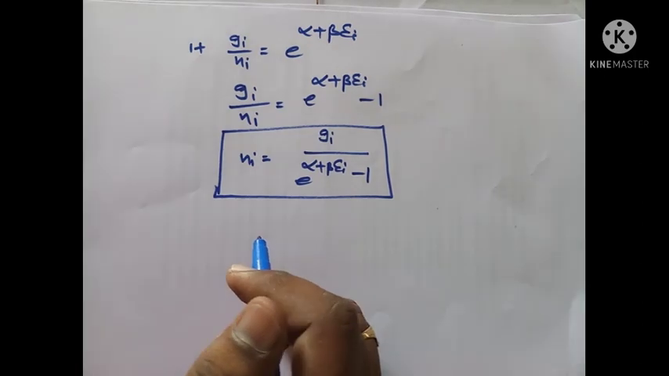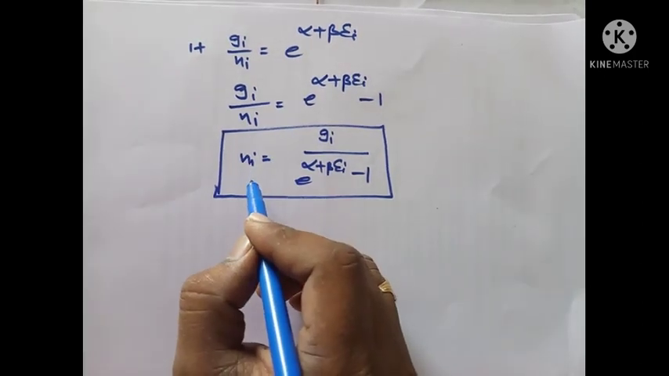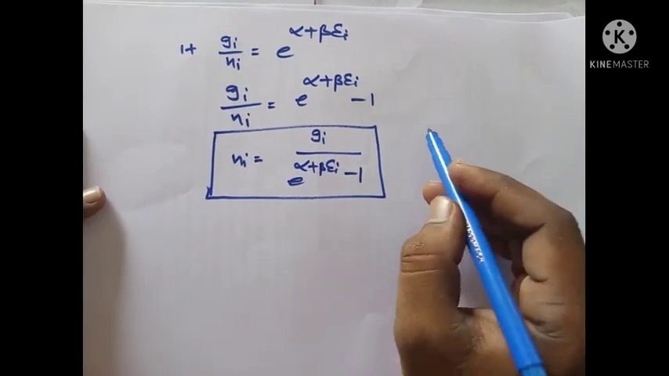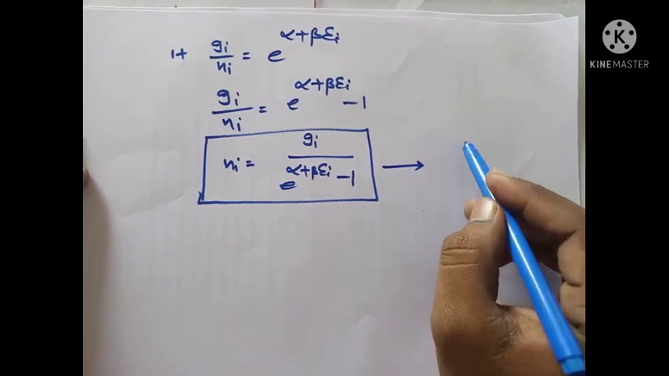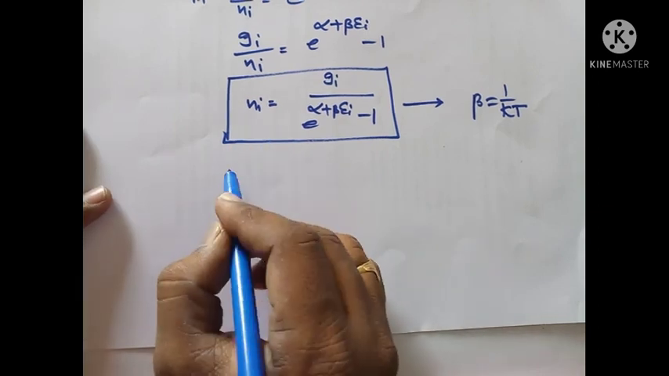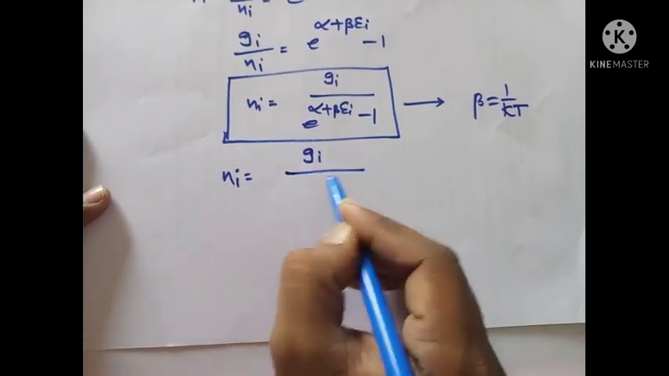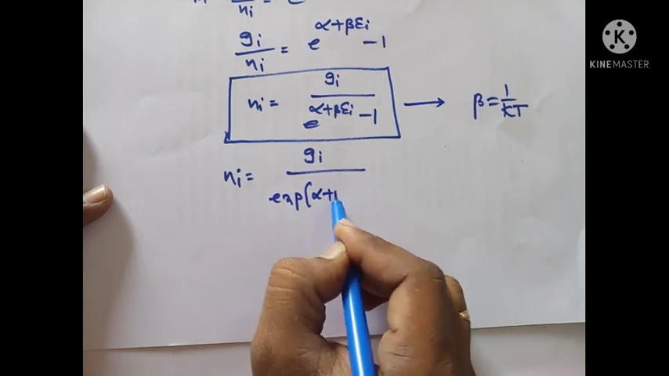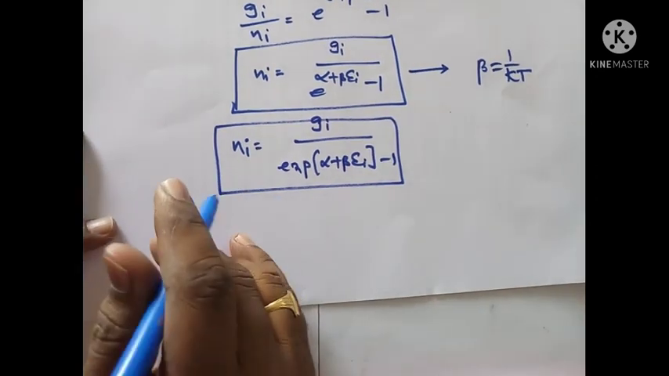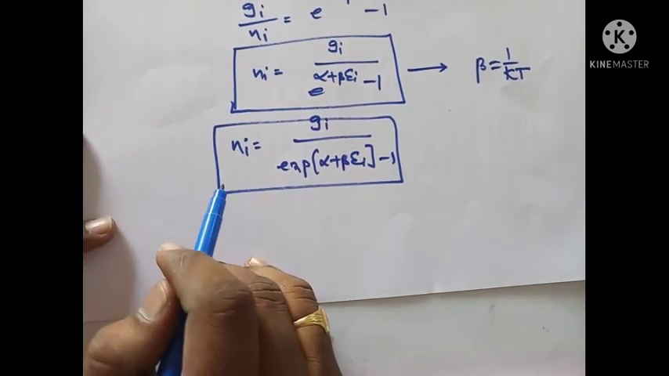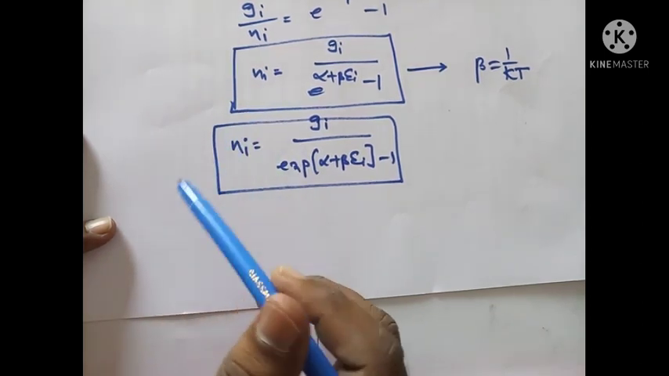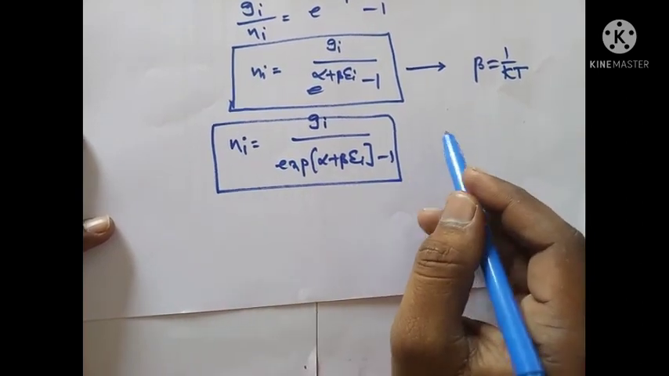So according to Bose-Einstein, the distribution function can be ni equal to gi by e to the power of alpha plus beta ei minus 1. So this is our required equation, where beta is equal to 1 by kT. This can also be written as ni equal to gi by exponential of alpha plus beta ei minus 1. Okay, so this is known as the Bose-Einstein distribution law. This represents the most probable distribution of the particles among various energy levels for a system obeying Bose-Einstein statistics.